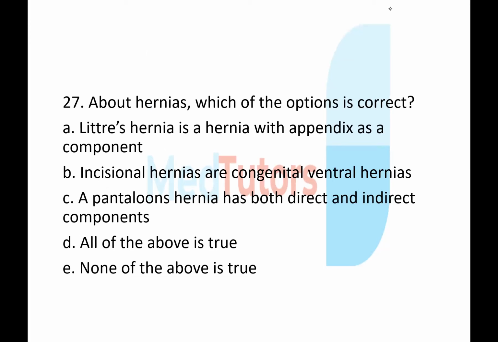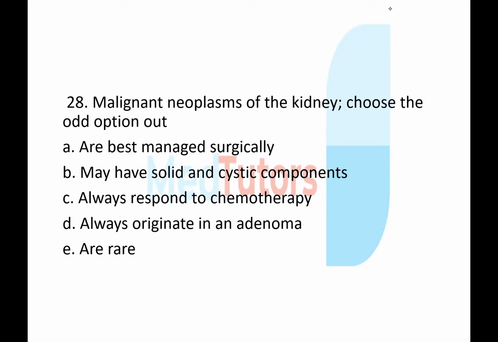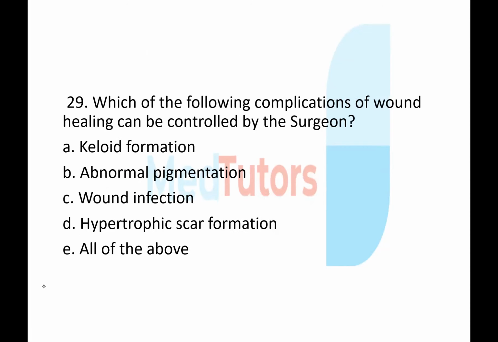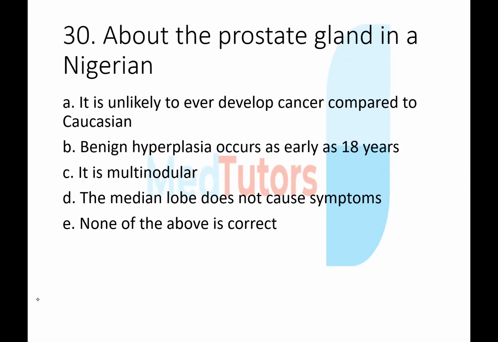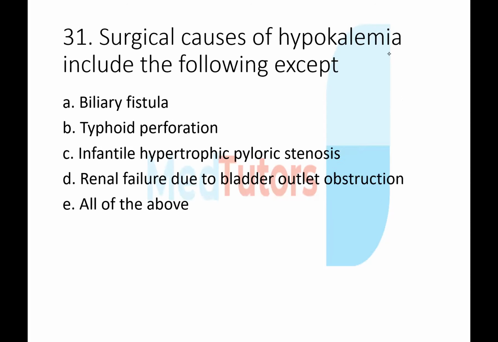About hernias, which of the options is correct? Litters hernia is a hernia with appendix as a component. I think we've answered this question before, so let me just keep it. Malignant neoplasms of the kidney, choose the odd option. We've answered this also. Okay. I think we have some repetition.